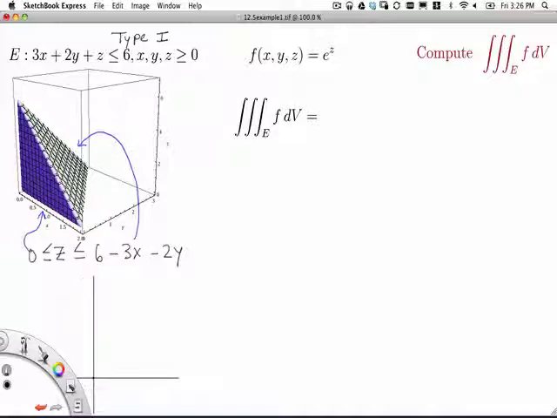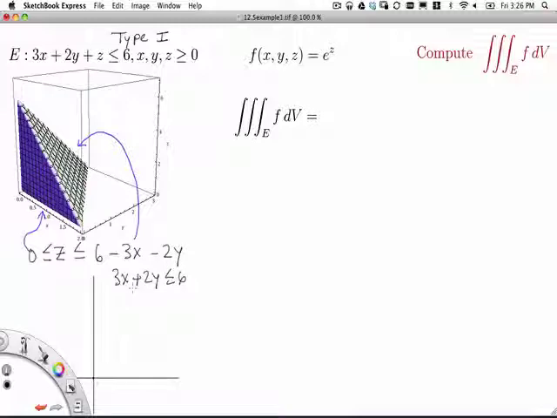The next thing we need to know are the bounds for x and y, and to find those we think of projecting this solid E down into a region in the xy plane. And in fact, it's exactly the intersection of this solid with the xy plane, and it's the triangle that we get when we set z equal to 0. So we get 3x plus 2y is less than or equal to 6 by setting z equal to 0. And of course, x and y still have to be at least 0.